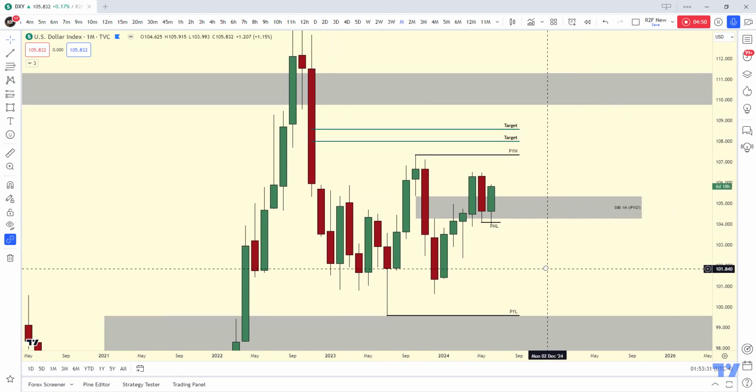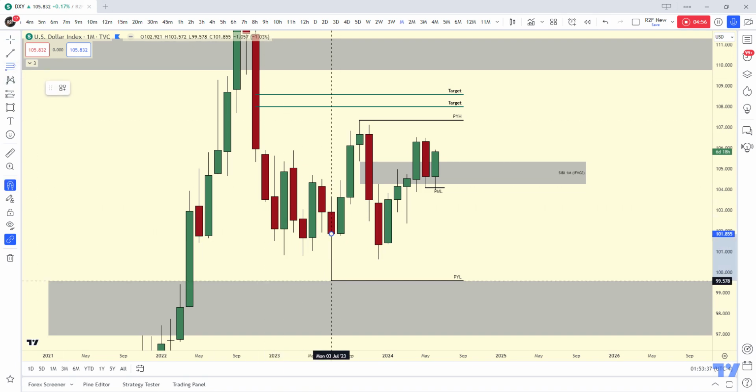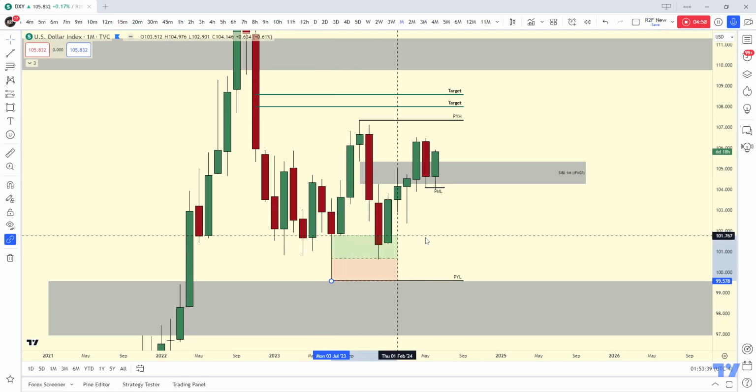So I'll show you my analysis here on the monthly. So one thing I note is this monthly wick, right? Wicks are imbalances, just like a gap.